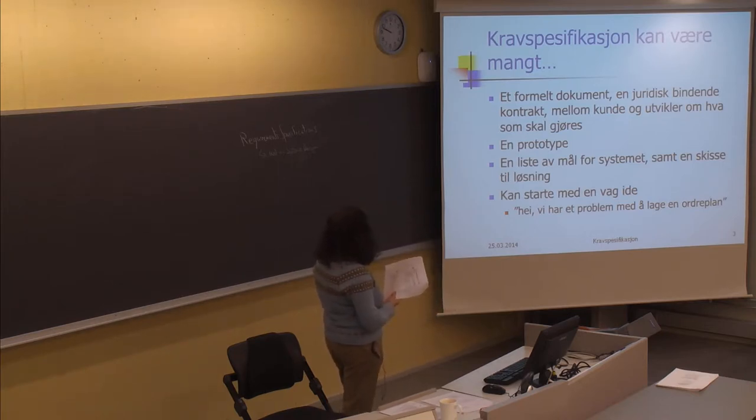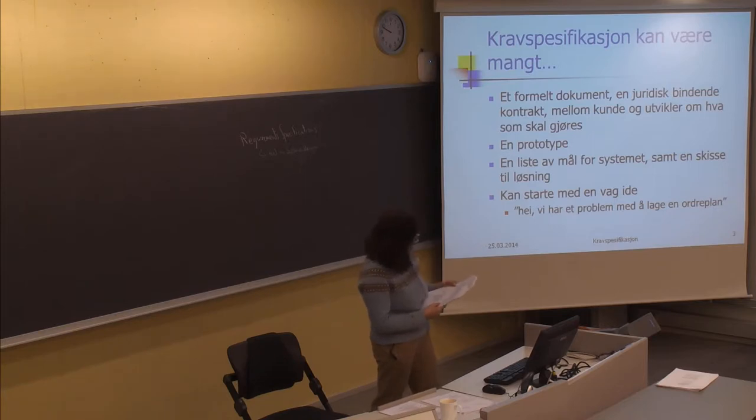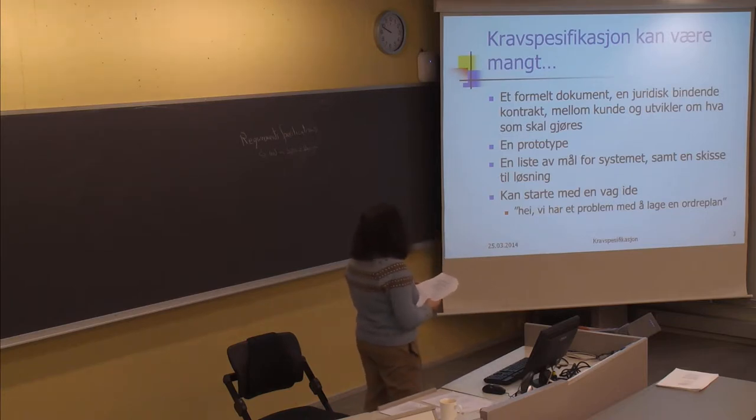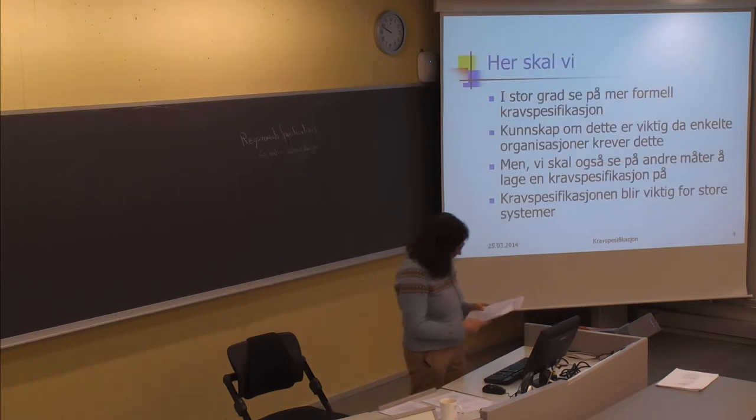So what is the primary specification to take into a form of document? And it can be different types of documents. It can be a contract, for example. It can be a prototype. It can be a list of goals. And it can be an idea or a plan. So it can be something different. It's a good system, since there's no format, and so things that are small can be more effective.